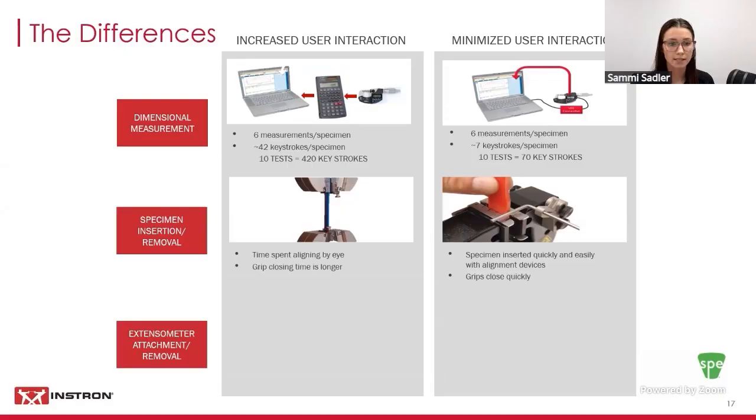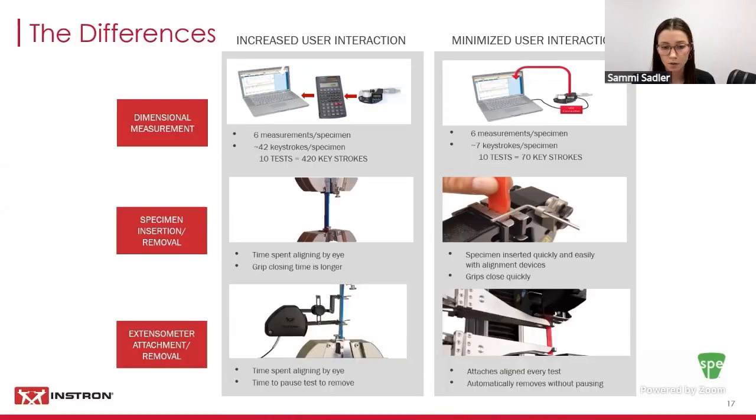And lastly, our extensometer placement and removal. So similar to our specimen insertion, the clip-on extensometer will take some time to place onto the material and account for any adjustments that need to be made, whereas our automatic contacting extensometer will simply attach onto the specimen as soon as the test begins. So given it is automatic, it basically adds no time to this because it's built into the software.